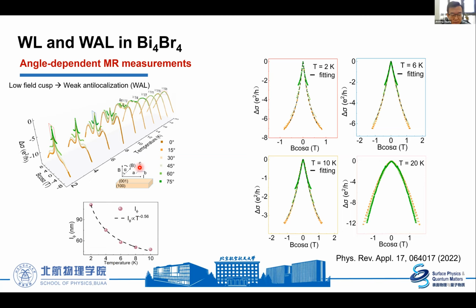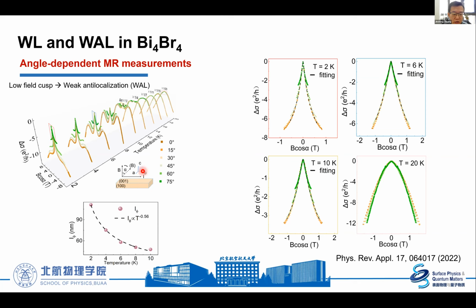And if we do the projection of the magnetic field to the direction perpendicular to the 001 surface, we see that all the curves could be scaled well, and it indicates that the weak anti-localization phenomenon is derived from the surface state, maybe. Considering the fact that the 001 surface and the 1-0 surface are not perpendicular to each other, we could not make sure which surface state contributes the weak anti-localization phenomenon in this measurement.